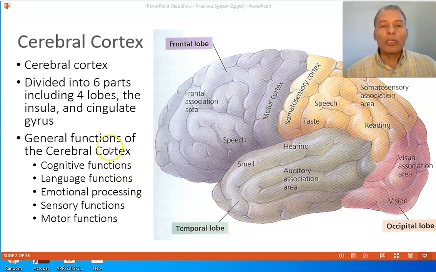So the main function of the cortex as a whole is that all kinds of cognitive functions are mediated by or controlled by the cortex: the language functions, emotional processing functions, sensory functions, motor functions, visual processing functions. So it is what makes us human.